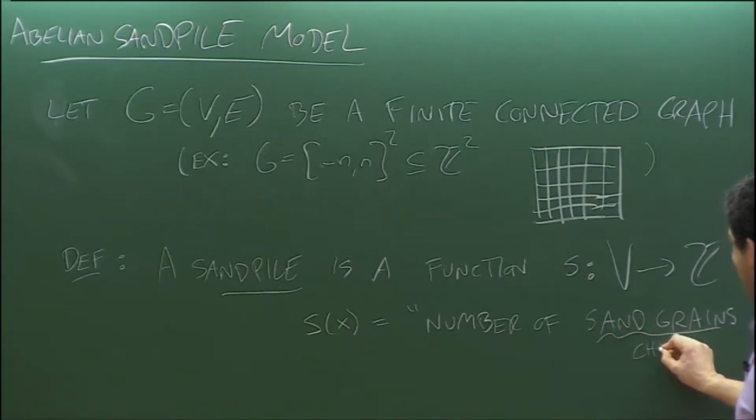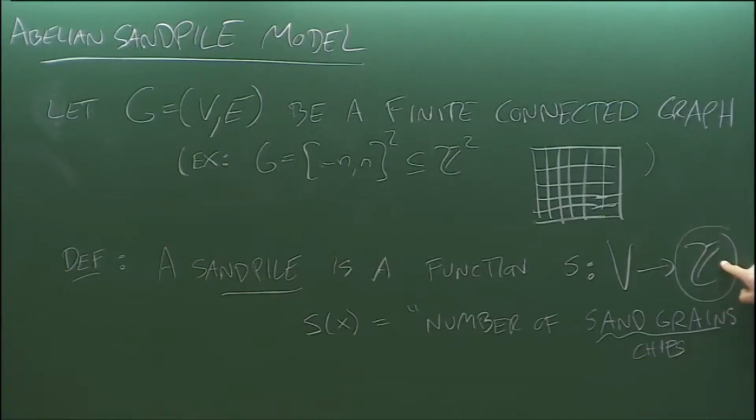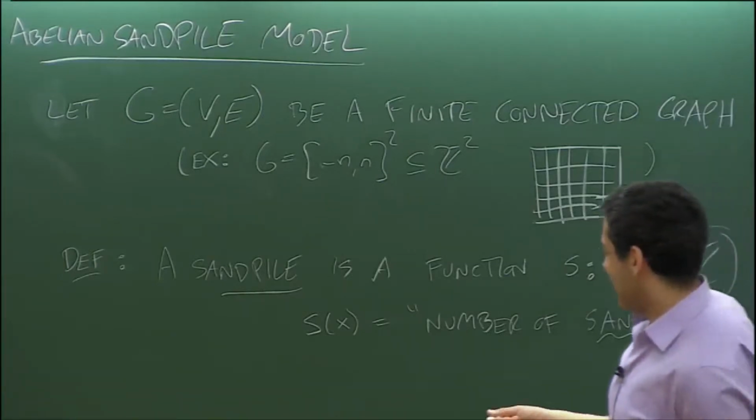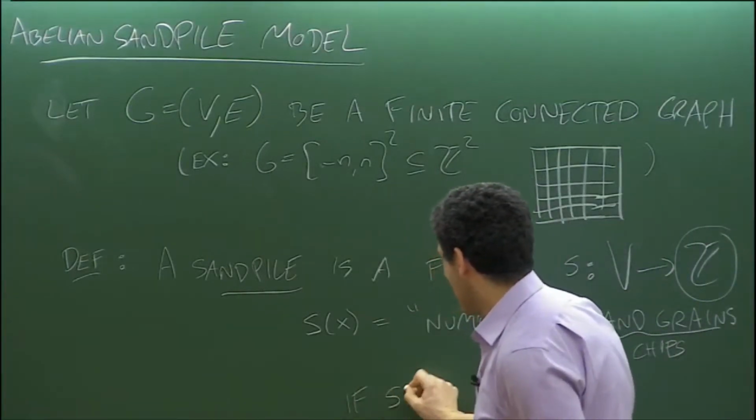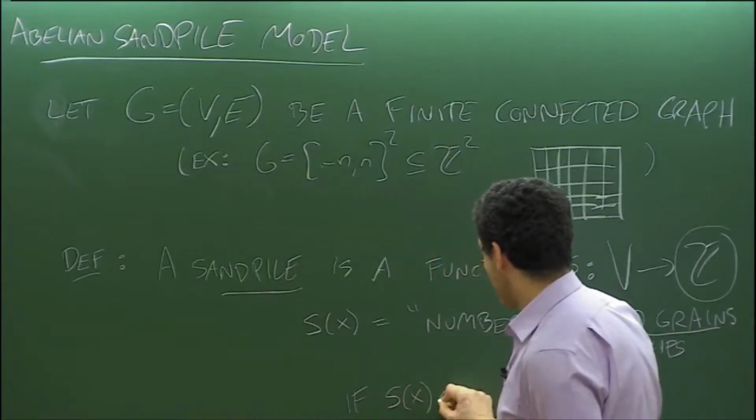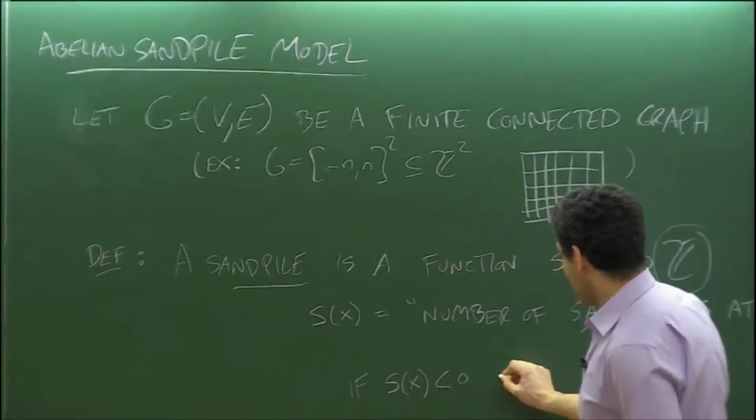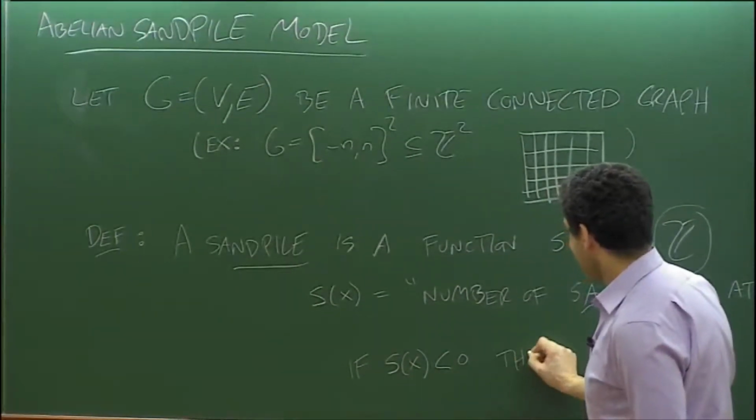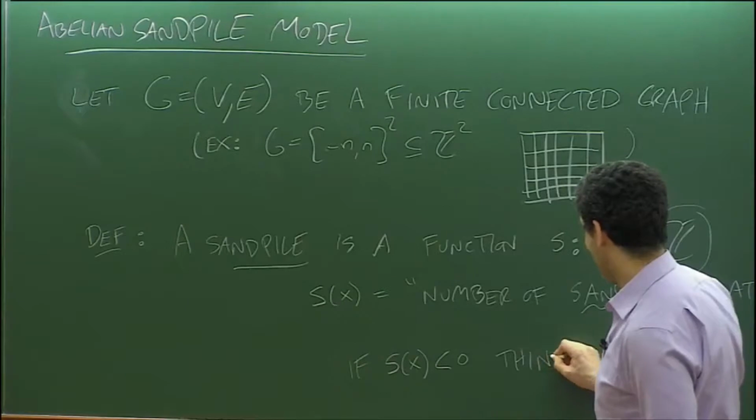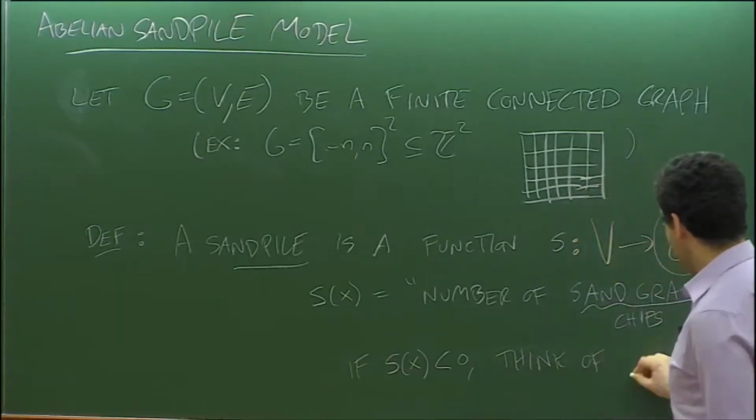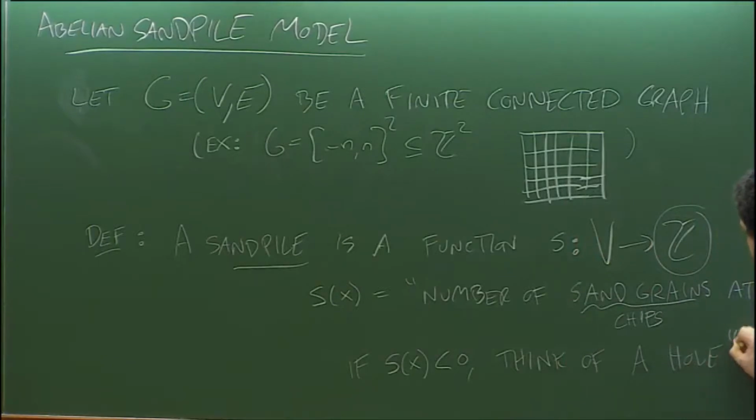And usually I'll call sand grains chips because it's easier to say. And, well, you notice I put Z here, so all the integers, including possibly negative integers. So what do we really mean by a negative number of sand grains? You should think of that as a hole that can fill up with sand. So think of a hole of depth minus S of X.